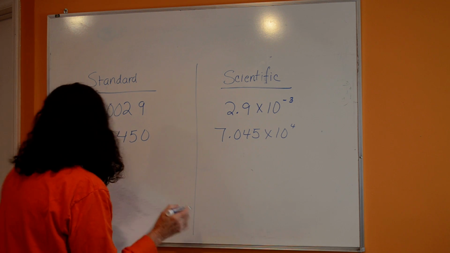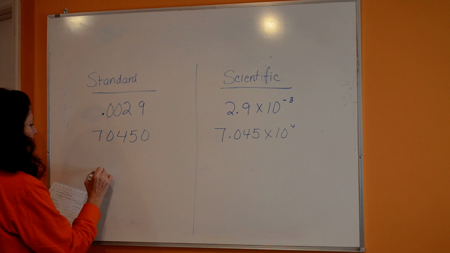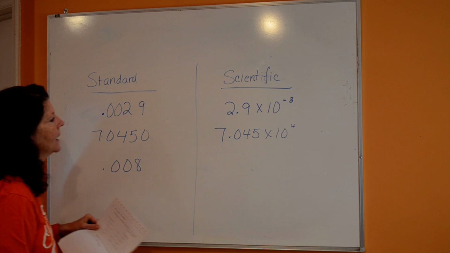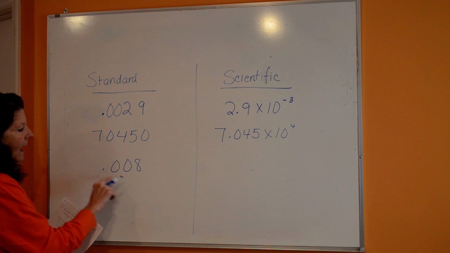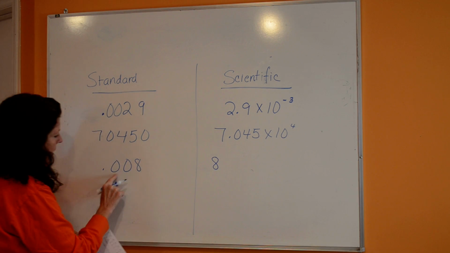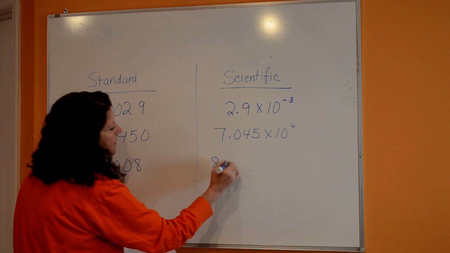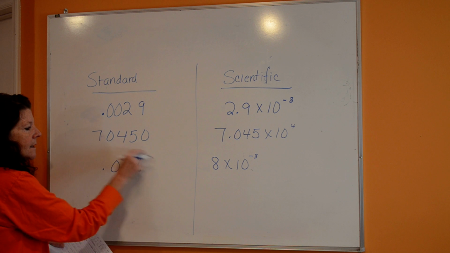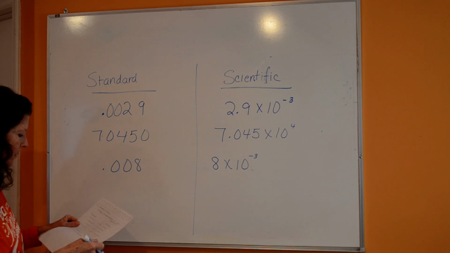Let's say I have 0.008, and I want to write it in scientific form. I have to change this to a number between 1 and 10, so I need an 8. So that needs to go 3 places. Now, it is going to be a -3 because this is a small number.